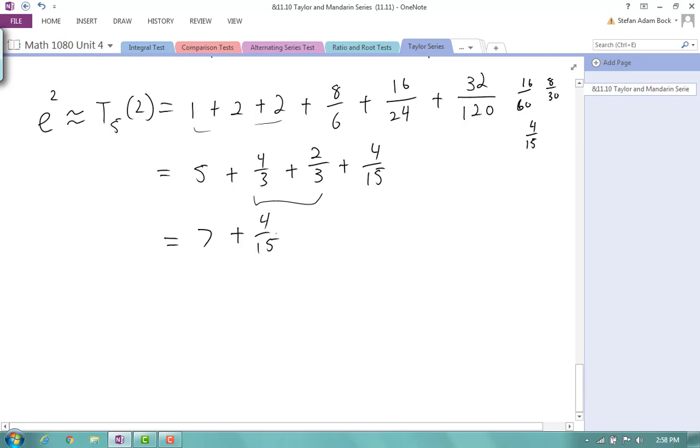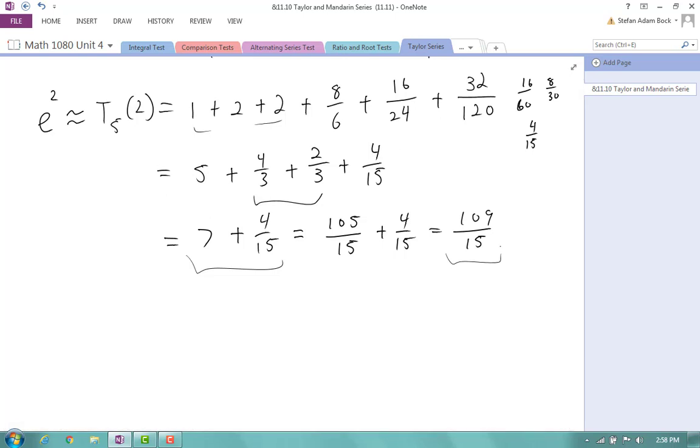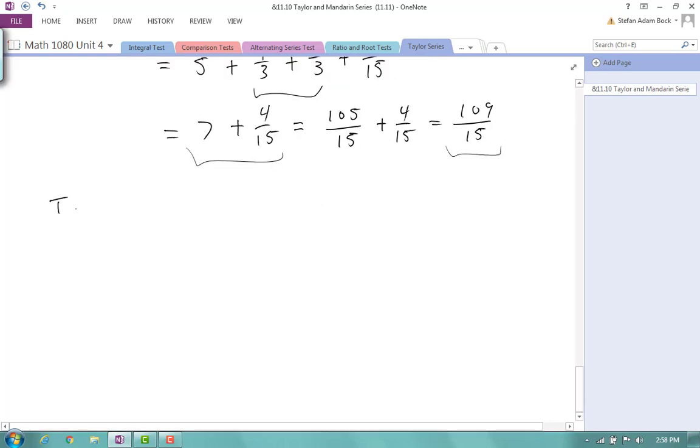So I need 7 times 15, which if I'm not mistaken is 105 over 15 plus 4 over 15, or 109 over 15. So one of these two representations is my estimation for e squared. But since this is an estimation, the real big question is, how bad is this estimation? Or, if you're an optimist, how good is this estimation? For that, we have the Taylor inequality.